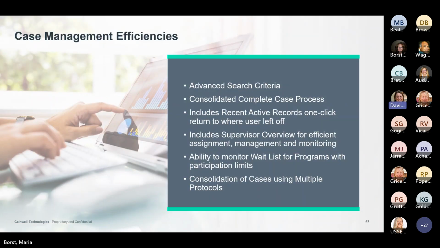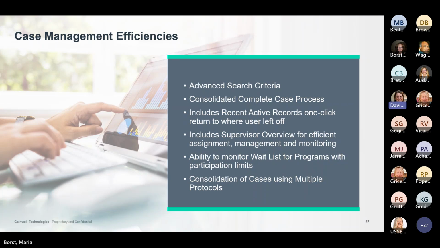Some of the efficiencies that you're going to see are advanced search and filter criteria. View 360 takes a multi-search approach, and you're going to see that in case this morning. You'll have consolidated complete case processes, so instead of different menu bars, you'll see it all in one place, with easier tabs across the top. You have the recent activity records, one-click return that you see in many of the view screens, very efficient. We have the supervisor overview for efficient assignment, monitoring, and management basically of the entire case team.